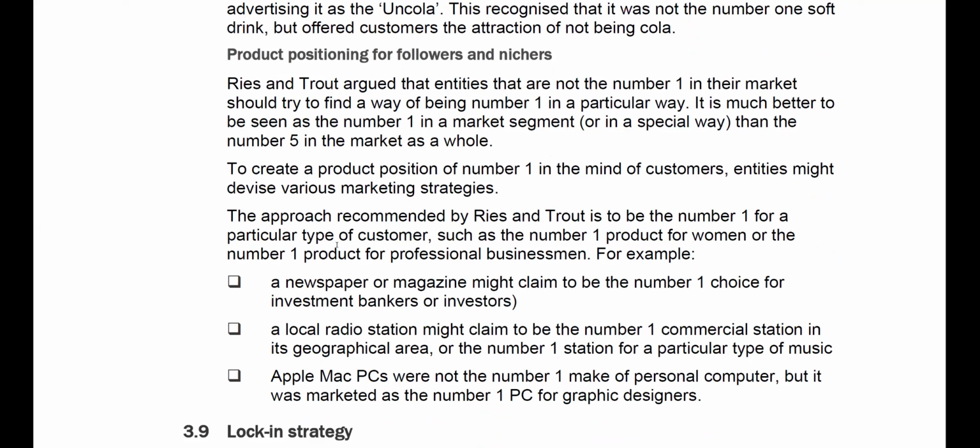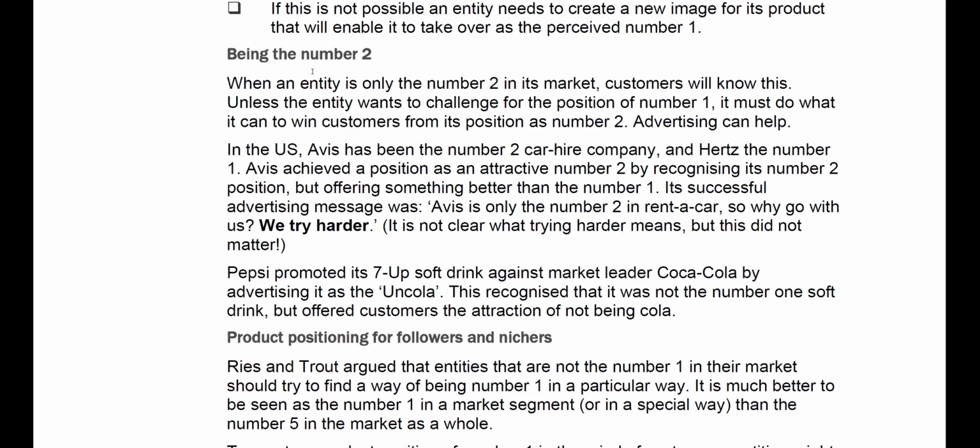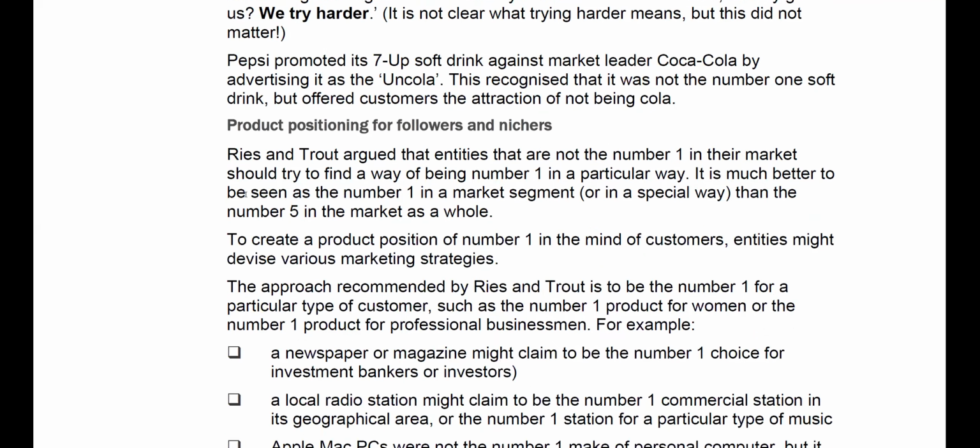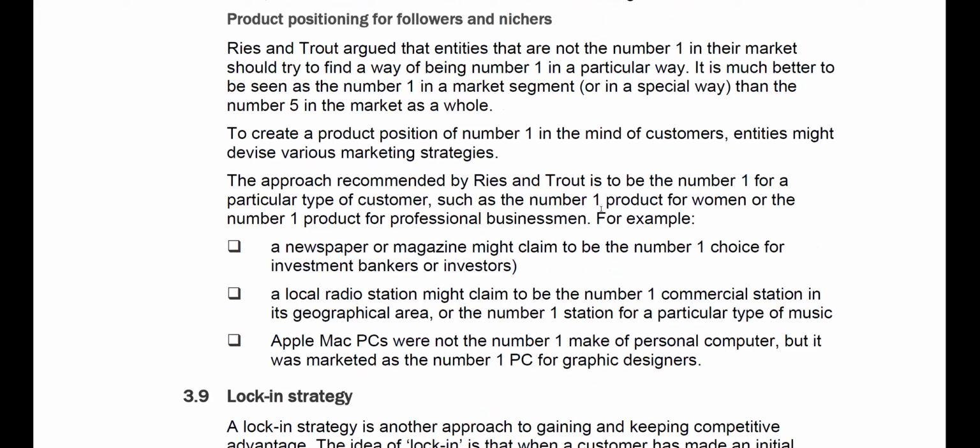Now, product positioning for followers and niches. If you are not number one or number two, then you can be a follower or a niche. If you are not a market leader or challenger, then you can be a follower or a niche. We saw that, right? Now, Ries and Trout again argued that entities that are not number one in their market should try to find a way of being number one in a particular way. That's what I told you.